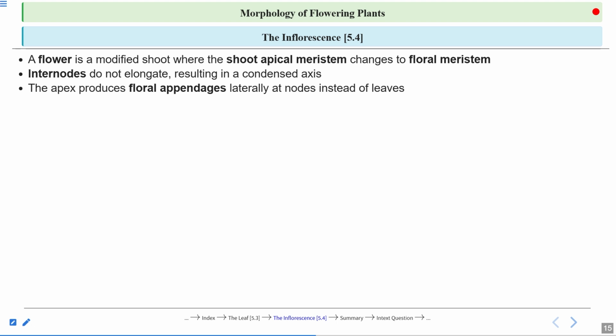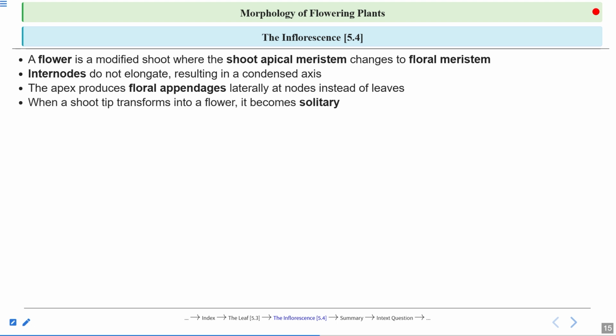Okay, now a stamen consists of a filament and the anther. Within the anther, pollen grains are produced. And the innermost whorl is known as the gynoecium, which represents the female reproductive structure. It consists of the carpel, which consists of ovary, style, and stigma. So these are the floral appendages which make the flower. These are the parts of the flower.